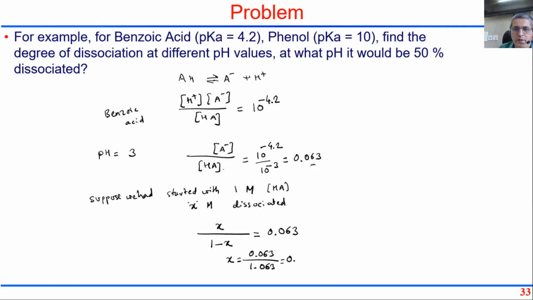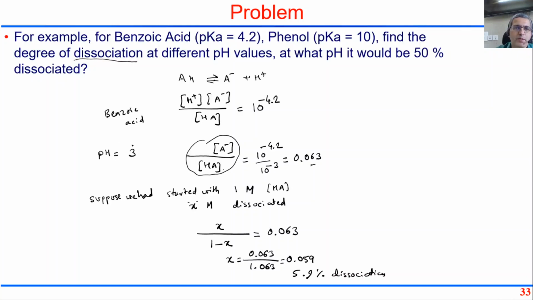This would be 0.059, or 5.9% dissociation. Right? It is not that this ratio is directly the degree of dissociation. The ratio is telling you the ratio of those concentrations at equilibrium. I want to know the degree of dissociation.